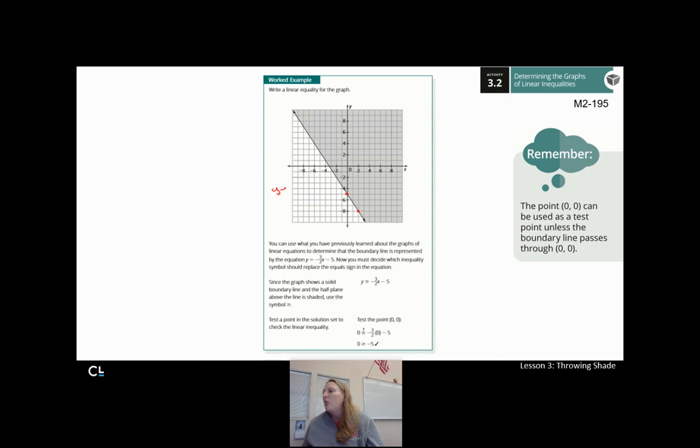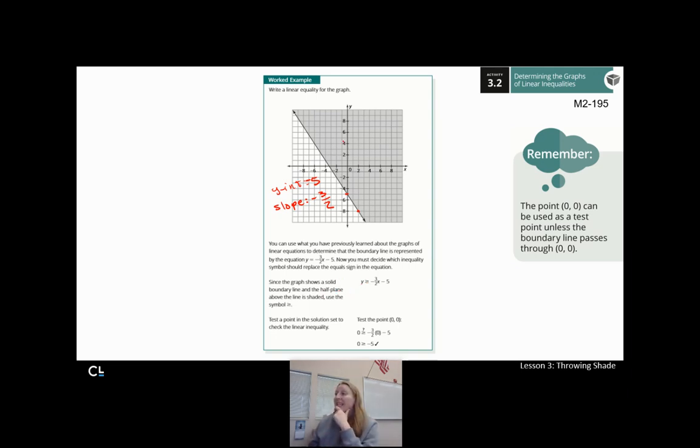So it looks like my y-intercept is -5, and it looks like my slope is down 3 over 2. So that helped us know that our boundary line is the equation y equals -3/2 x minus 5. Now, we need to know which side to shade. So since the graph shows a solid boundary line, I know it's going to have an equal sign.